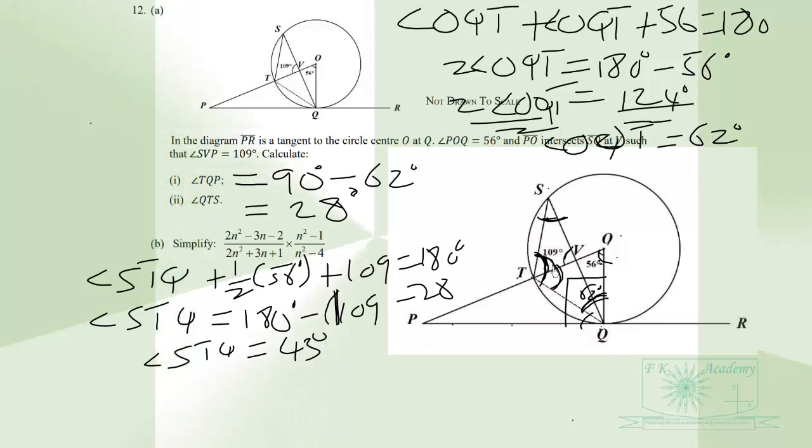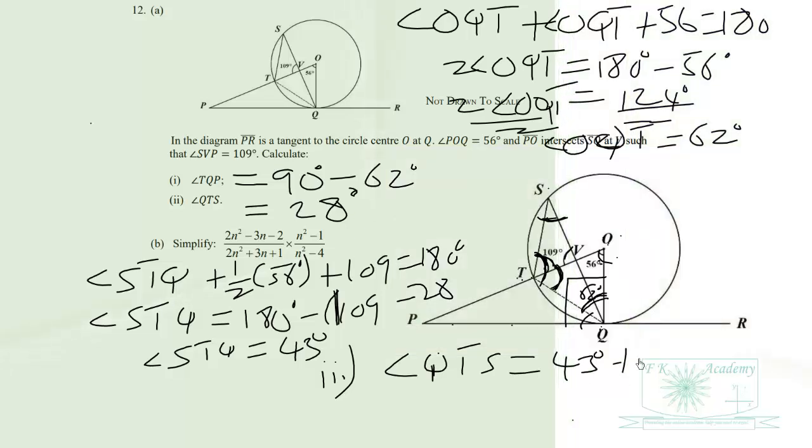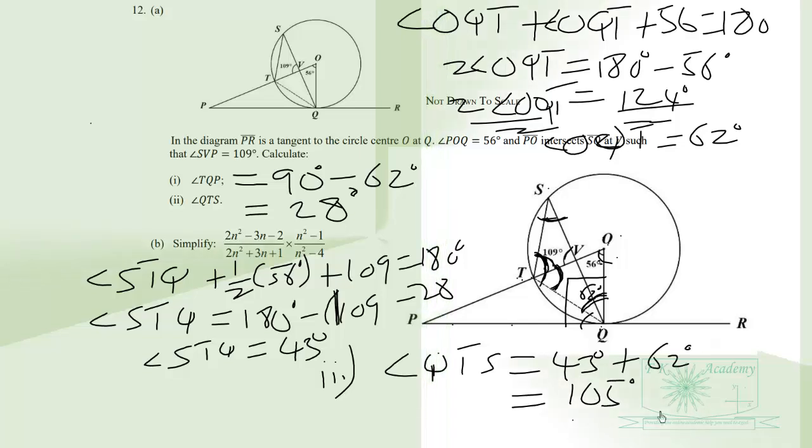So angle QTS is made up of the 62-degree angle here plus the 43. Therefore, in part II, angle QTS should be equal to angle STQ, which is 43 degrees, plus angle OTQ, which is 62 degrees. And when we add that, we're supposed to get 105 degrees. So that is the other way that you could also find the two angles.